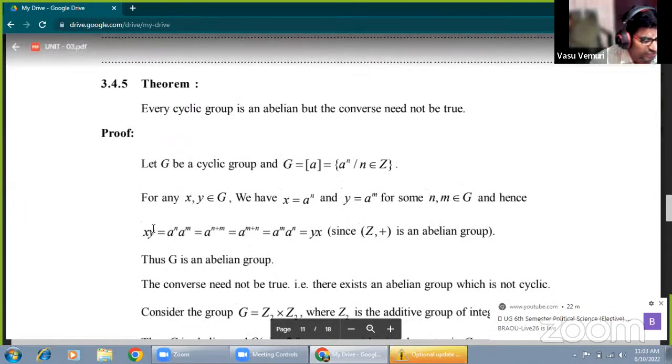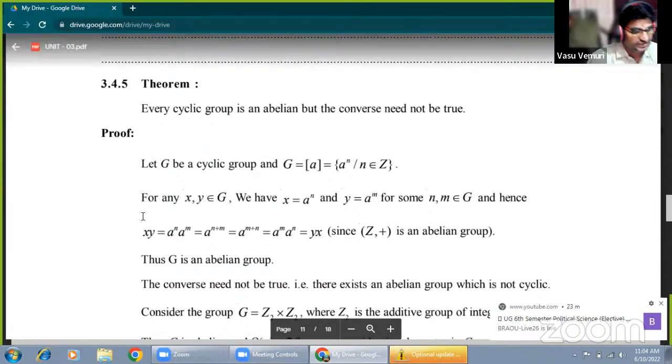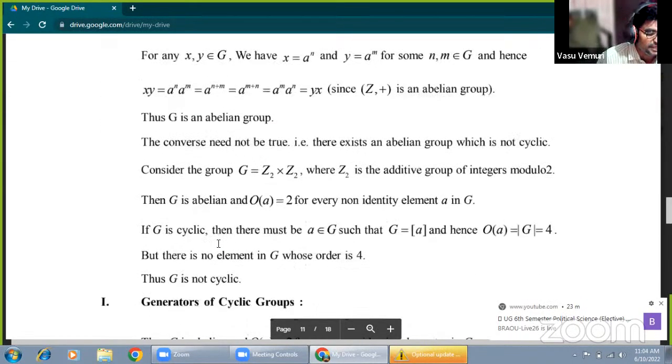Simply keep in mind that there are two elements given in this group. One element is a power n and another element is a power m, in the set of a power 0, a power 1, a square, a cube, and so on. Those two elements are represented as x and y. Simply xy equals yx. Therefore, a cyclic group is an abelian group.